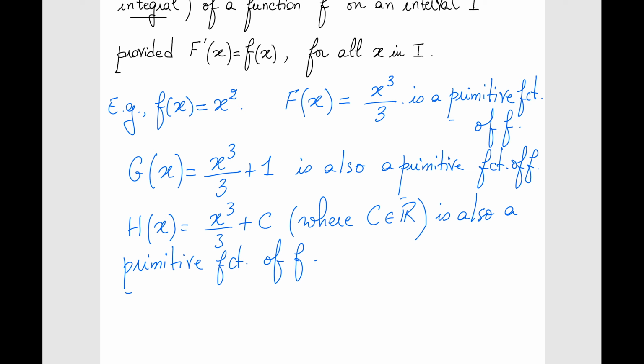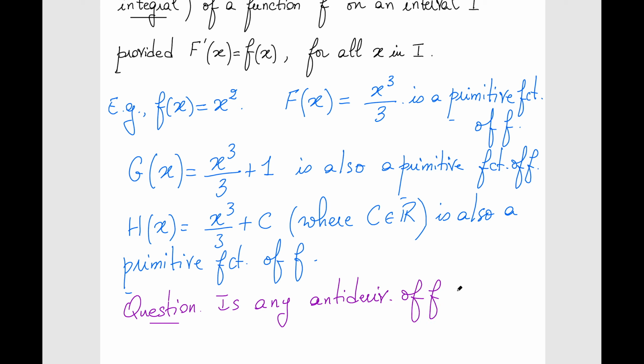So let me write the question. The question now is, is any antiderivative of the given little f given by the recipe h? What's h? This one, right? Is it given by this recipe? So in other words, are these all of them? Are these all the primitive functions of little f?